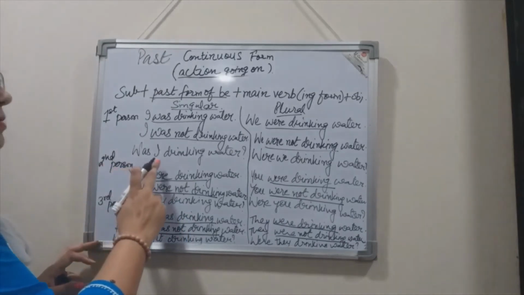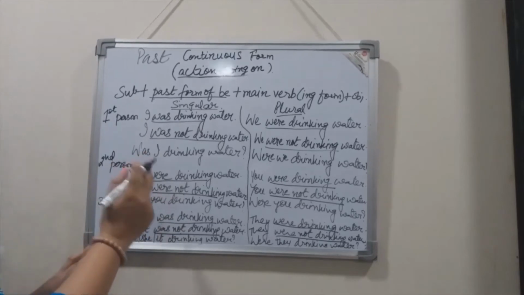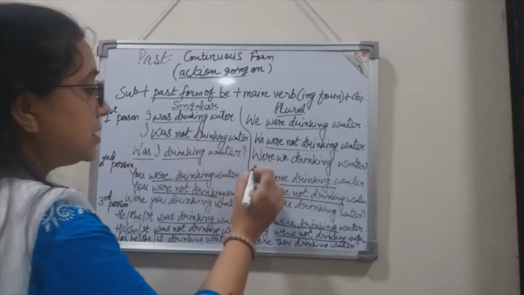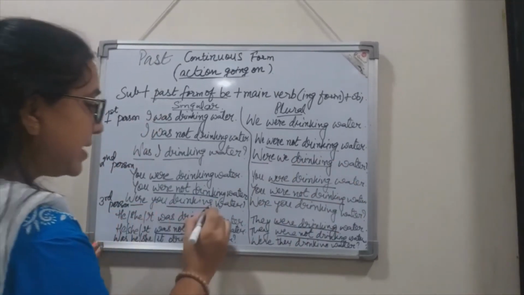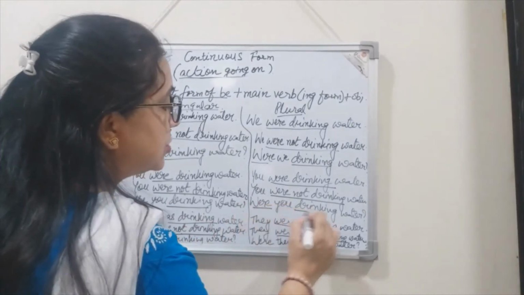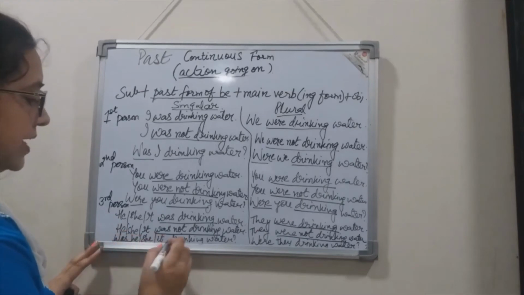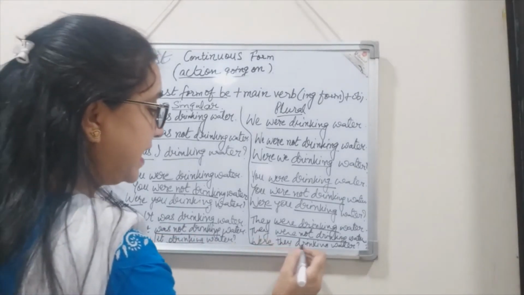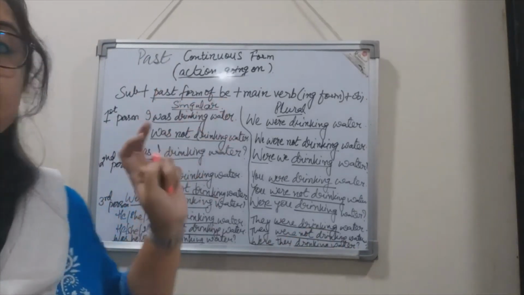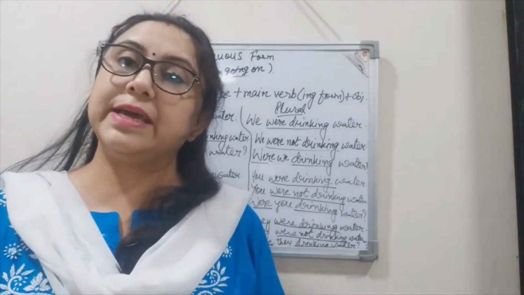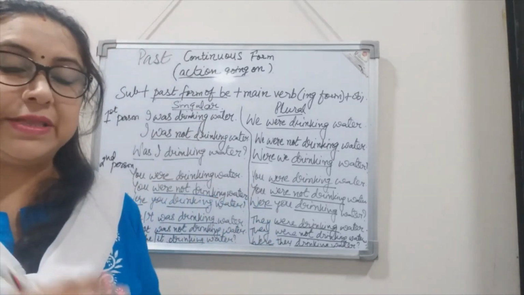Then moving on to the interrogative, that is the question form. Again the helping verb comes in the beginning. Was I drinking water? Were we drinking water? Second person, were you drinking water? Were you drinking water in the plural number? And then the third person, was he, she, it drinking water? Were they drinking water? So basically what do we see? The past form of be plus the main verb taking its ing form. So this was the structure of the different forms, right?